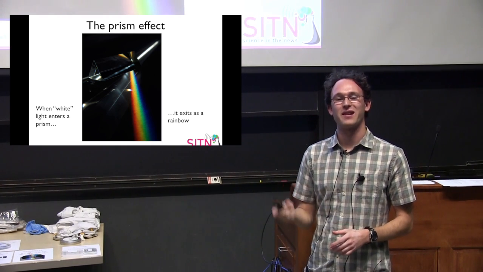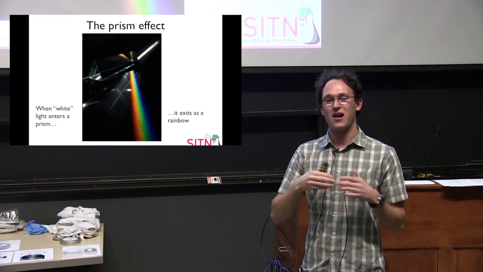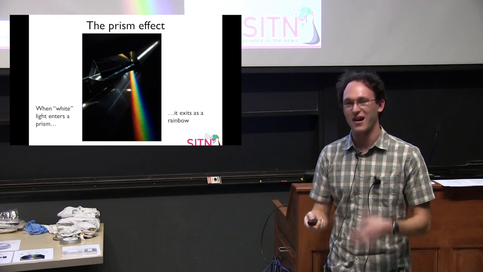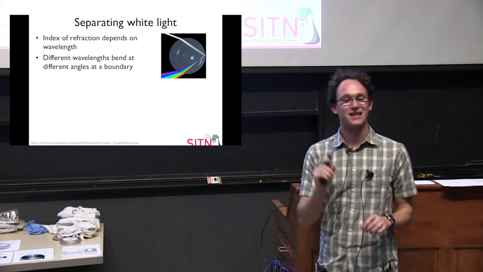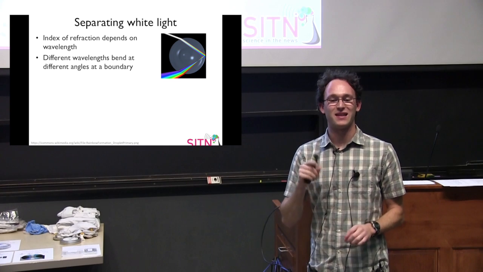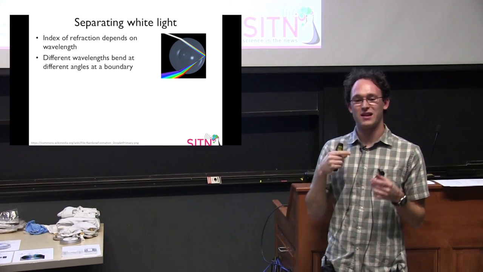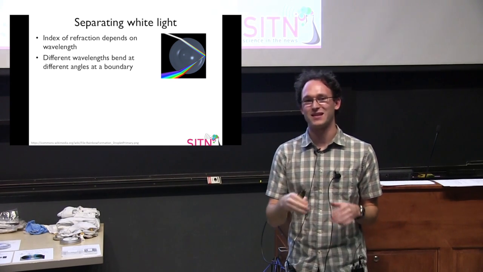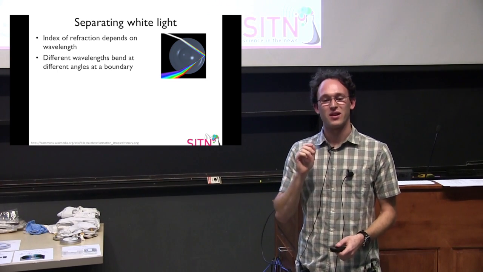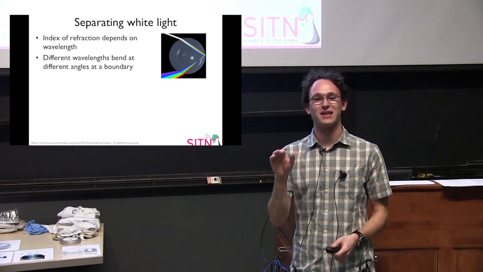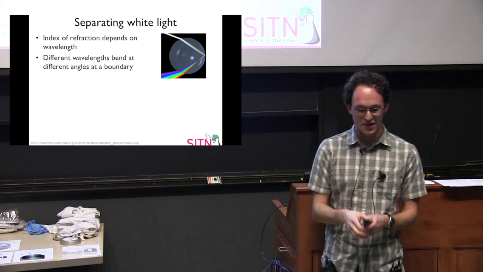And as I said earlier, white light is actually all the colors of the rainbow just put together, and our eye sees it as white light. And the answer is that index of refraction is actually a little tricky, and the index of refraction of a material depends on the wavelength. So very, very slightly, different wavelengths actually end up bending at different angles when they hit this boundary.